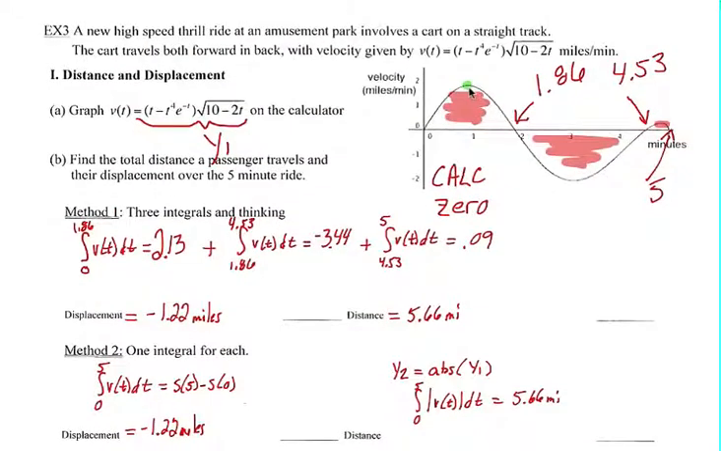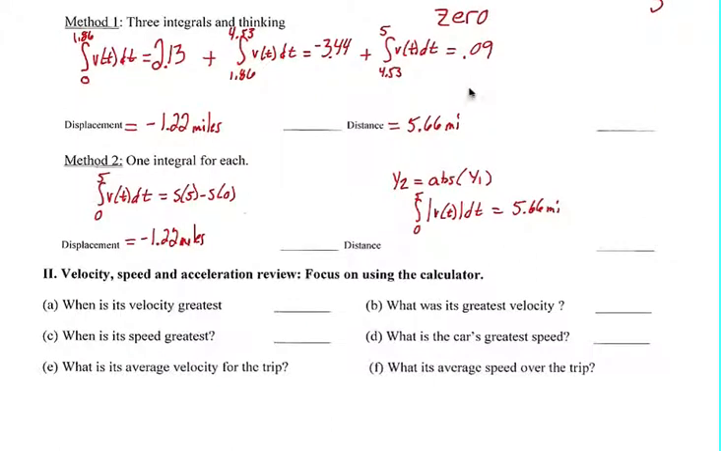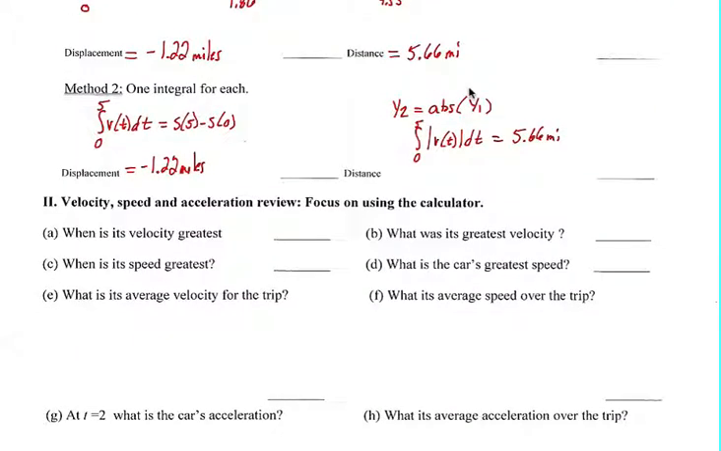And if you've done it correctly, you should find that the velocity is the greatest at 0.9 minutes, and that the y value there is 1.81 miles per minute. Right, so you should check to make sure you can find those values with your calculator.